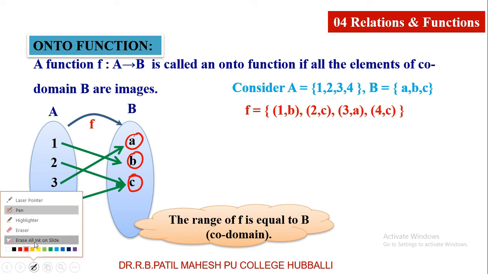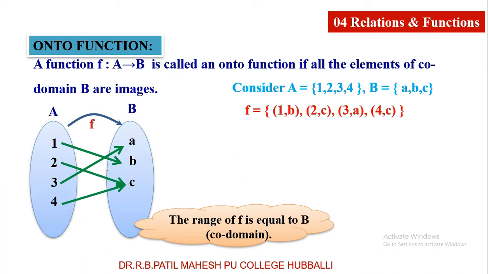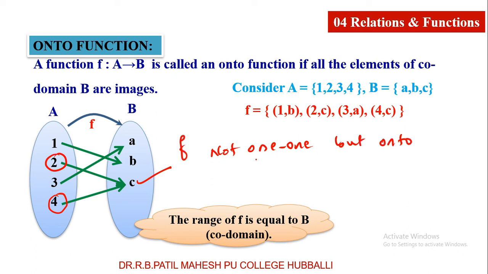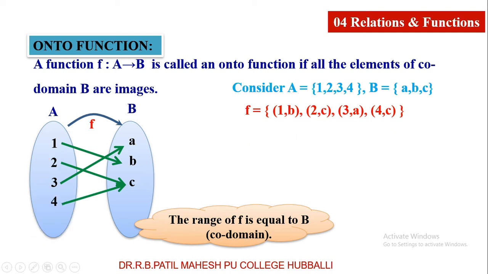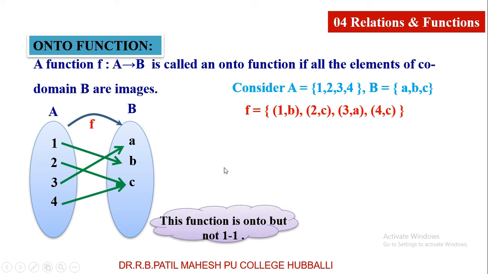What about 1-1? Is this a 1-1 function? No, because 2 and 4 have the same image. Therefore, this is not 1-1 but onto. Hope you are understanding. This function is not 1-1 but it is an onto function. You can see the function is onto but not 1-1. Just now I explained it.